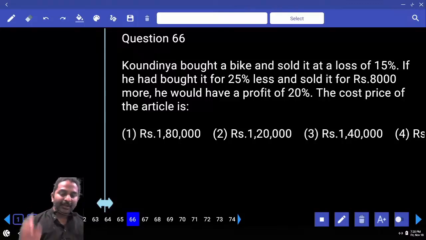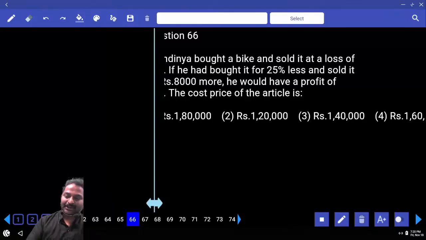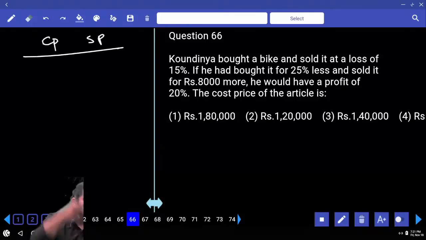Yes, okay. Kaundinya bought a bike and sold it at a loss of 15%. If he had bought it for 25% less and sold it for 8,000 more, he would have a profit of 20% on the cost price of the article. Kaundinya purchased a bike and sold it at a loss of 15. So, cost price and then selling price. You don't need to write that in the exam; we write it here so that you understand.